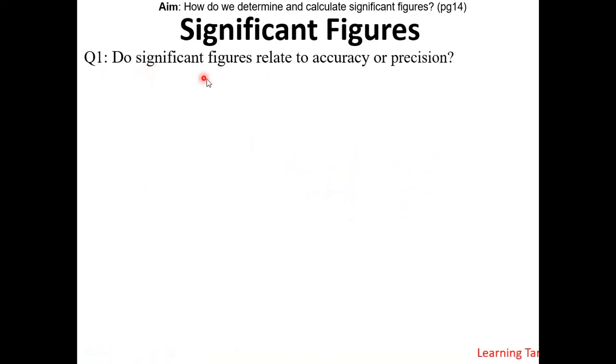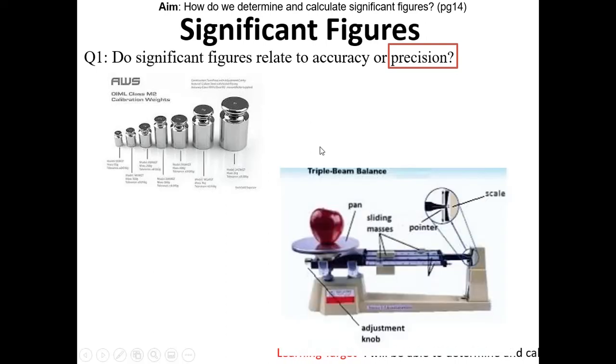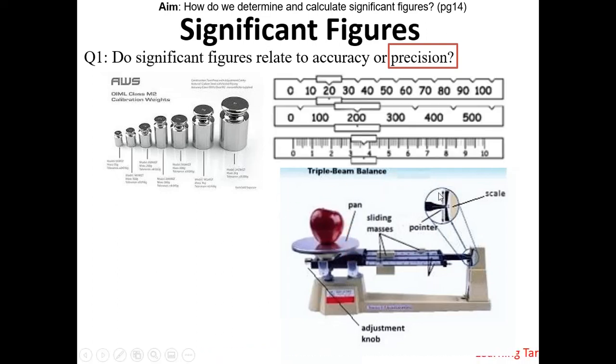Question 1. Do significant figures relate to accuracy or precision? Since significant figures is basically the digits, it relates to precision, right? This is what we discussed in the previous PowerPoint. Let's explain this further. This is a triple beam balance. We use this in lab, right, to measure the mass of something, for example, this apple. You may notice that the beams had a set amount of lines, which is the intervals. So the more intervals you have, the more significant figures you have, right?